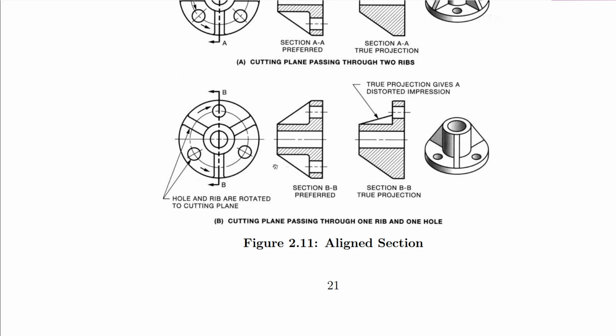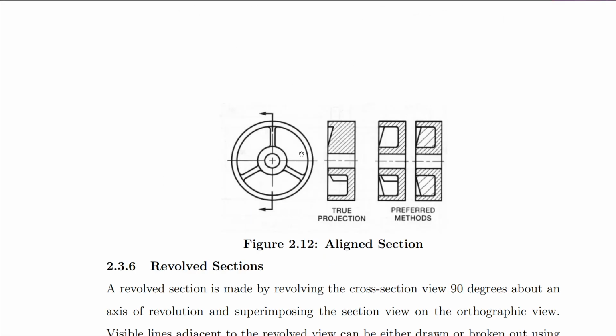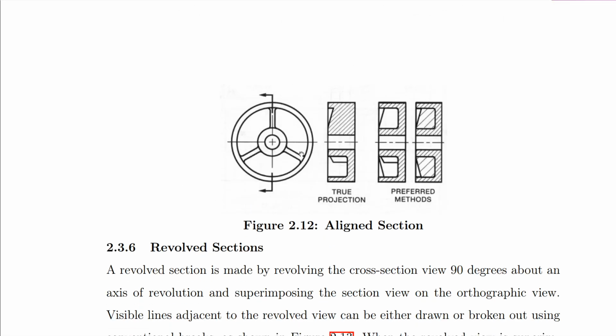If you are using true projection, photographic projection, and you are viewing along cutting plane BB, then this is how it will look. But if we are doing sectioning properly, this is how it should be done, using the aligned section. All right, we have another one here, also the same.